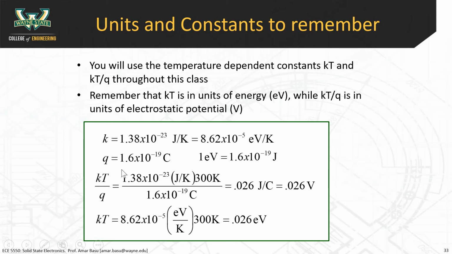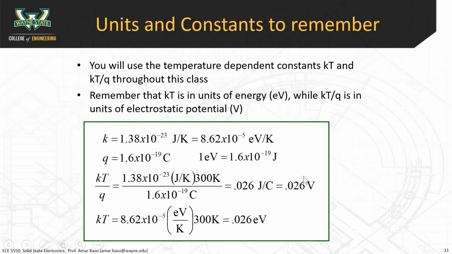You're going to see this kT over q very frequently. This is going to come up later in the modules. In this module, you're going to see this kT come up very frequently. You've already seen it in the Fermi-Dirac function. So wherever you have kT, k is equal to 8.62 times 10 to the negative 5 electron volts per Kelvin. And if you multiply it by 300 Kelvin, meaning at room temperature, you're going to get 0.026 electron volts.